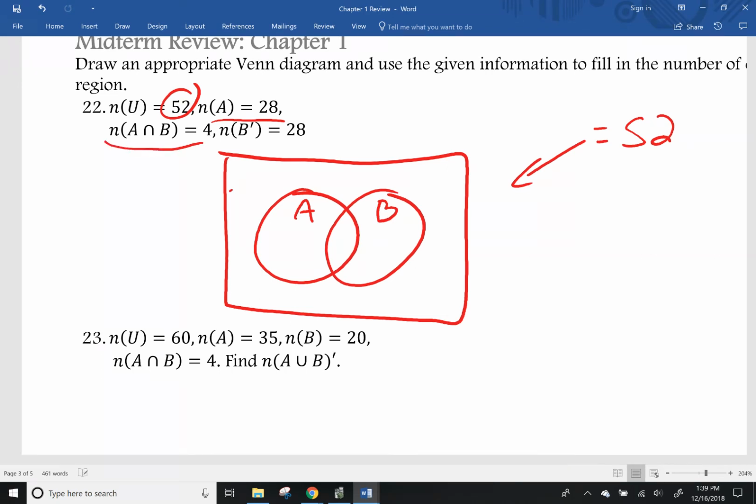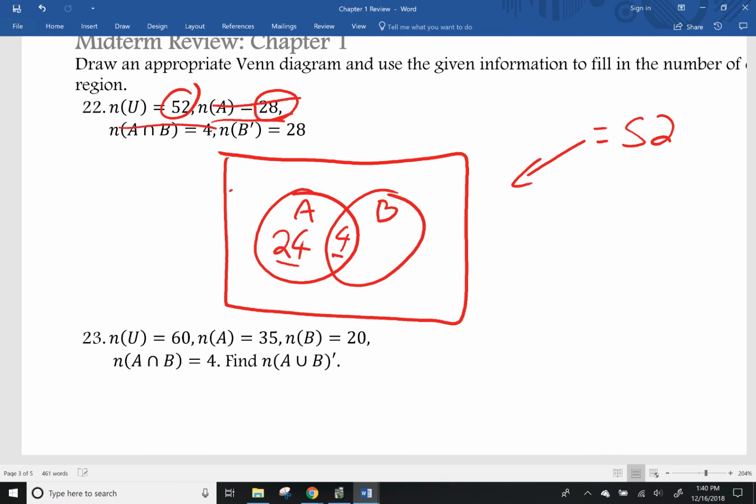The number of elements in A intersect B is the shared region between A and B, so that's this middle part, 4. Knowing that there's 4 there tells me that if there's 28 in A, and 4 of those 28 are right here, then 24 elements are there, because 24 with 4 makes the 28 elements in A. So I know there's 24 elements there.